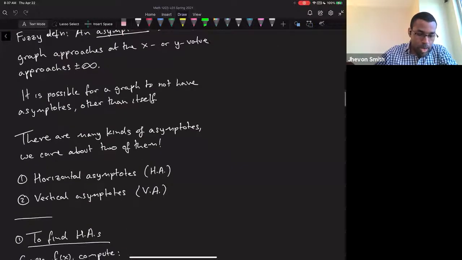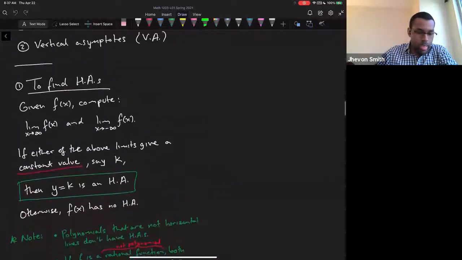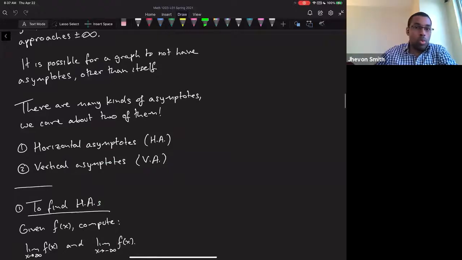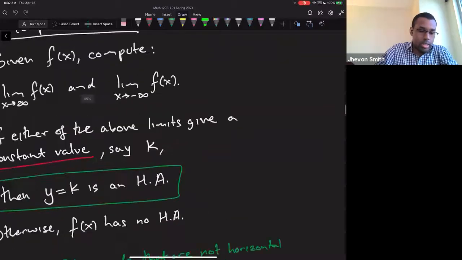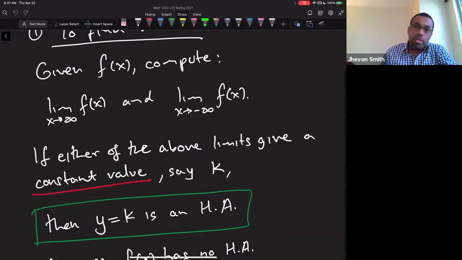Very standard problem. We also spoke about asymptotes, how to find them. We care about two specific ones, the horizontal asymptote and the vertical asymptote. To find the horizontal asymptote, what you do is you take limits. Take the limit as you approach infinity of a function as well as negative infinity of a function. And if either of these gives you a constant, then y equals that constant, which is the equation of a horizontal line, will be the horizontal asymptote.